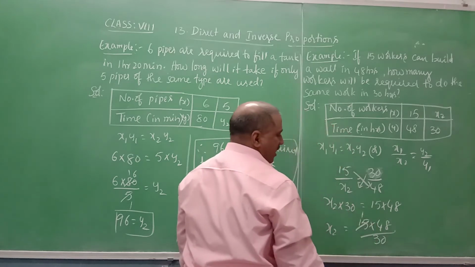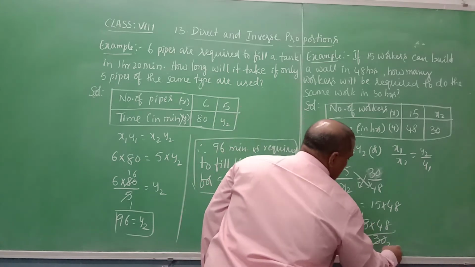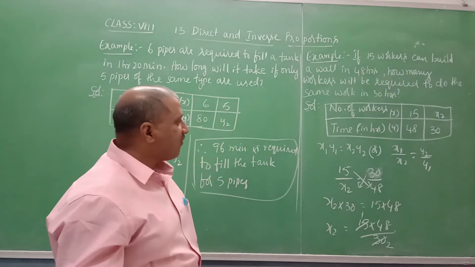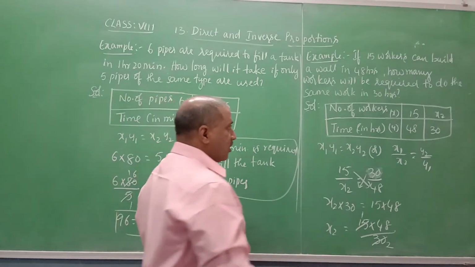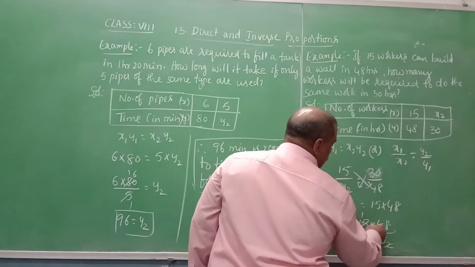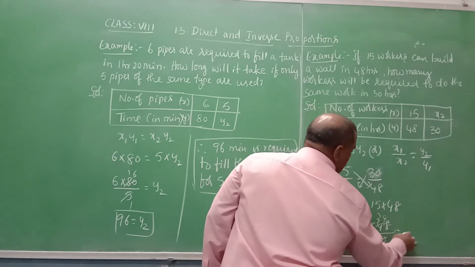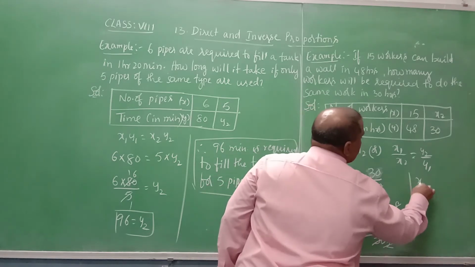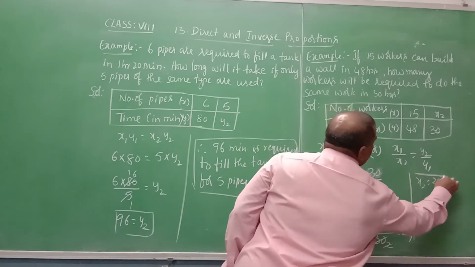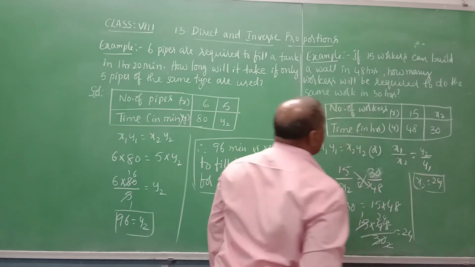15 ones are 15 and 15 twos are, how much is it? 30. 15 twos are 30. Now 2 ones are 2, 2 twos are 4 and 2 fours are 8, 24. Now x2 is equal to how much we got? 24. What is x2? Number of workers.